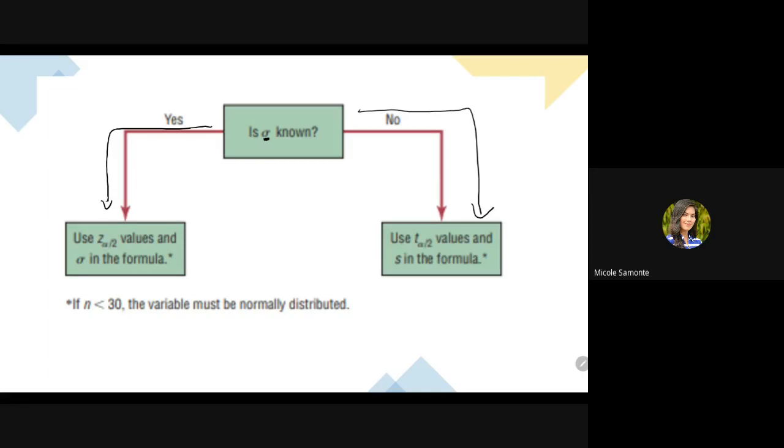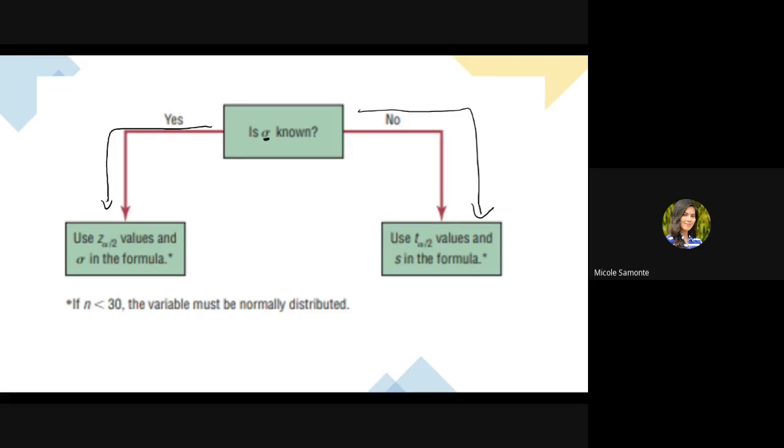Provided na yung n mo dyan ay less than 30, the variable must be normally distributed. Kapag hindi siya normally distributed, hindi mo pwedeng gamitin ang z-test or ang t-test. Okay? In my experience, students sometimes have difficulty deciding whether to use z or t-test kapag naghanap na ng confidence interval for the mean.